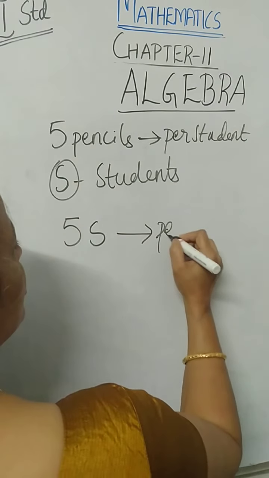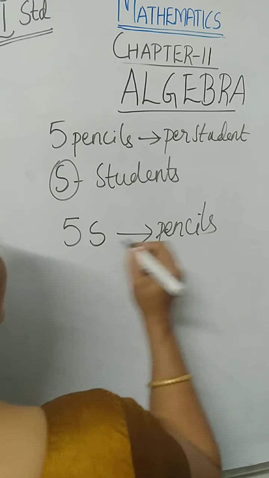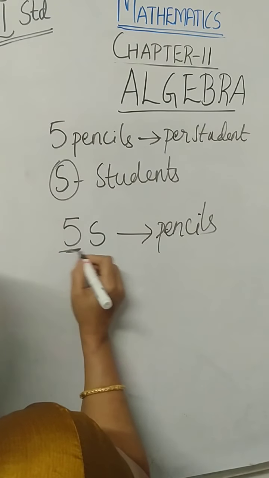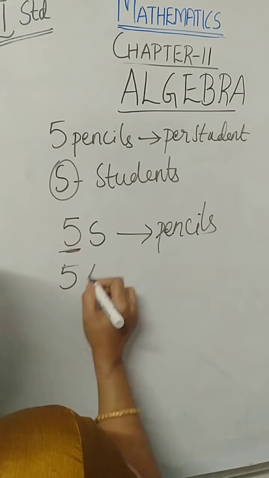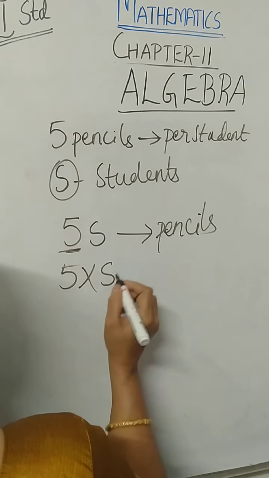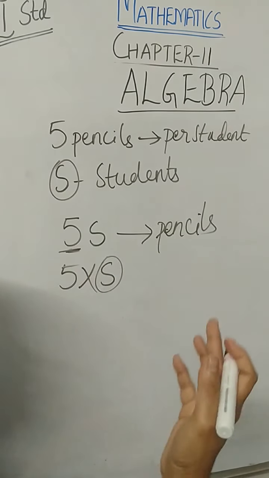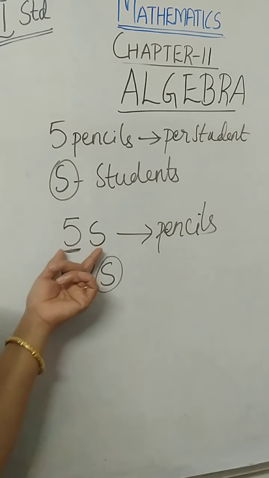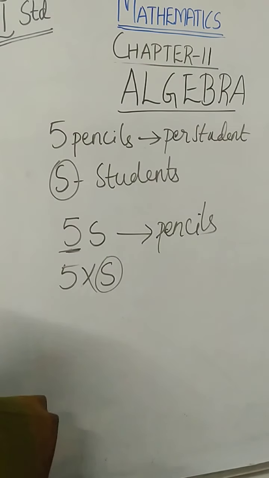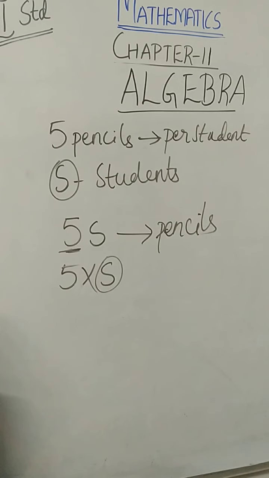How many pencils do you need? 5S pencils. 5 is the number of pencils given to each student, and there are S students. S can be 10 or 20 or 50 or whatever it is. So 5S pencils are needed to distribute to S students. This is called an algebraic expression. These are called algebraic expressions.